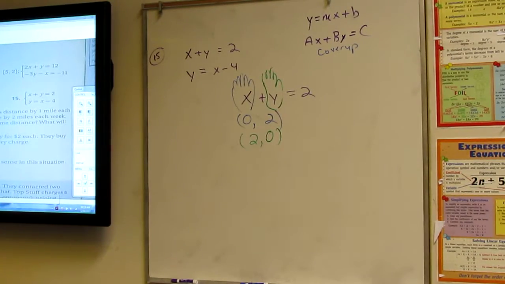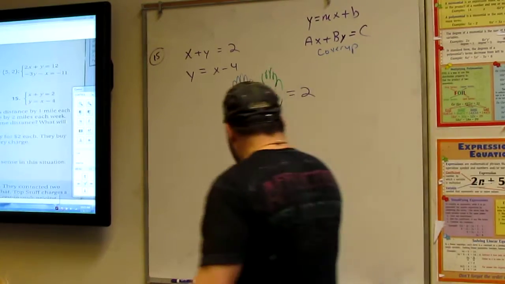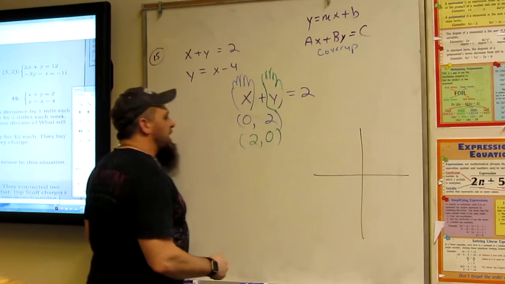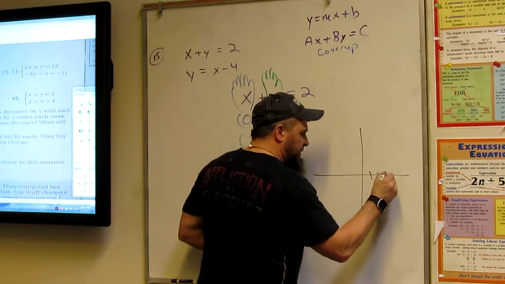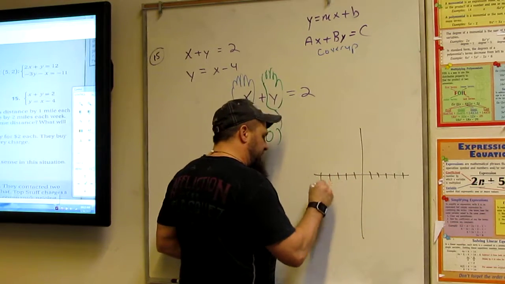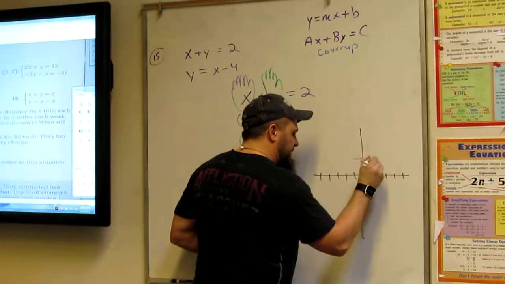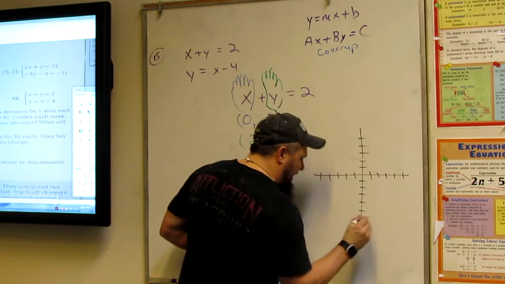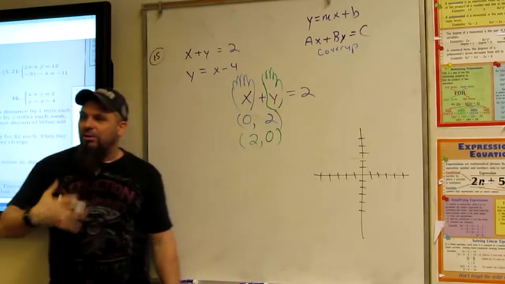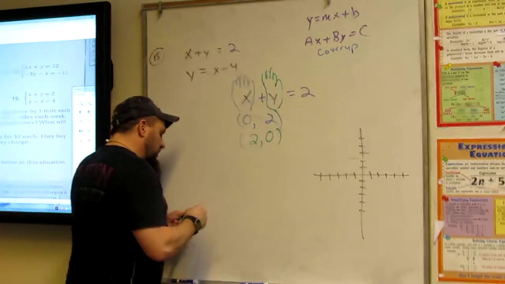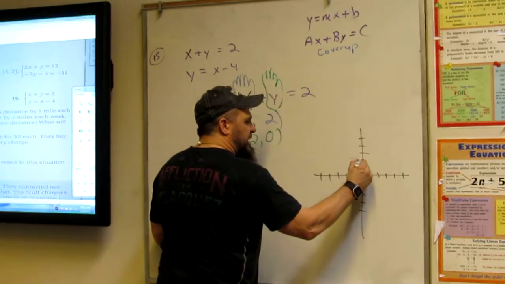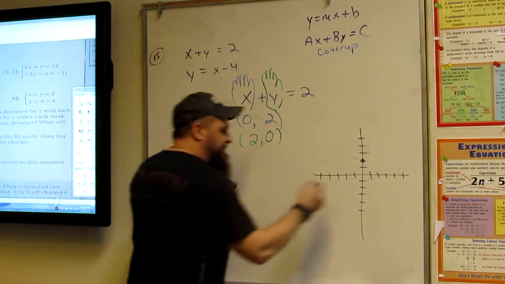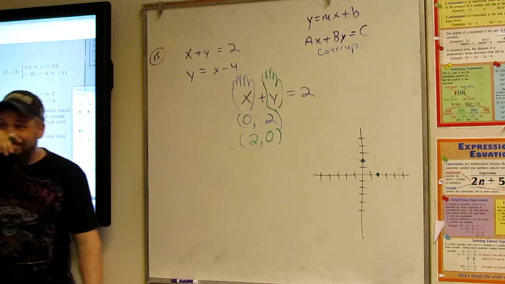Perfect. Alright, so then I graph it. So let's take a look here. I've got 1, 2, 3, 4, 5 on each axis. So (0, 2) means 0 in the x direction and 2 in the y direction, so right here. And (2, 0) means 2 in the x direction, but 0 in the y direction.